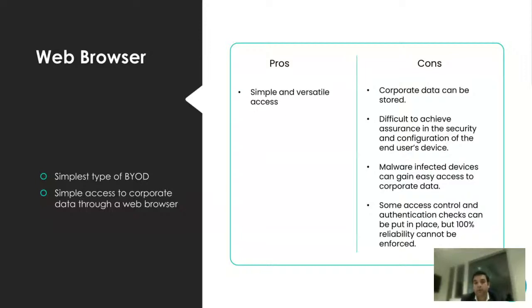But still, you say, all right, we allow you to access corporate resources through a web browser. For example, there's a certain URL that you access, you enter your username and password, and there's strong authentication, MFA or 2FA. Then you get into the system and access your corporate data as view-only or read-only, right? So it's the simplest means of BYOD, in which you simply access your corporate data through your web browser.